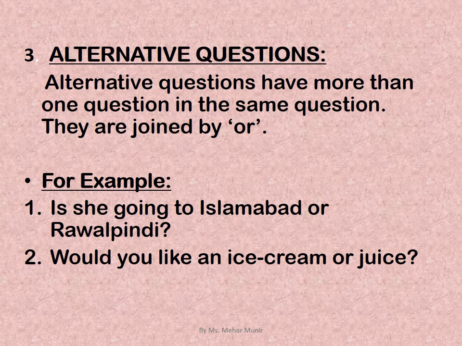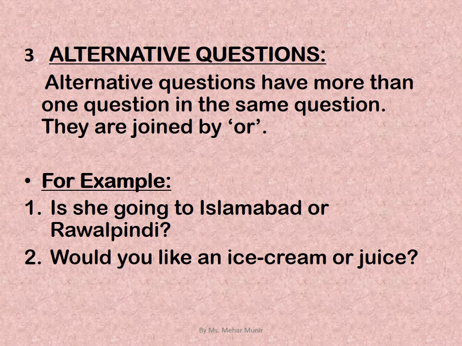There you had two options, right? The first option was the soft drink and the second option was the juices. When you are provided with two options, that means that was the alternative you chose. You chose juices, that was the alternative for soft drinks. Now let's read the definition given on your screens and understand it in a better way. Alternative questions have more than one question in the same question. They are joined by or.